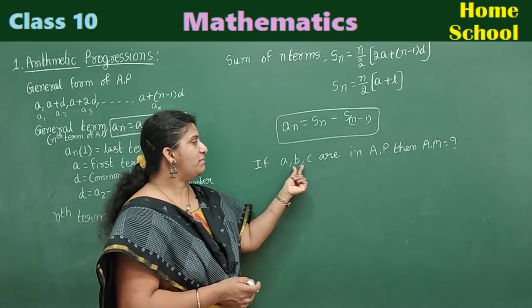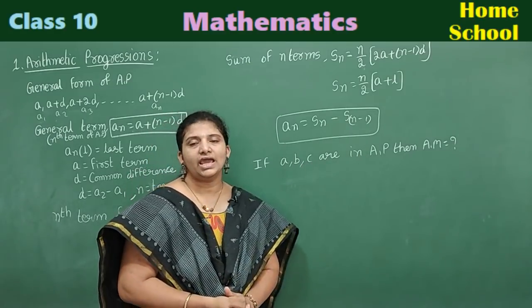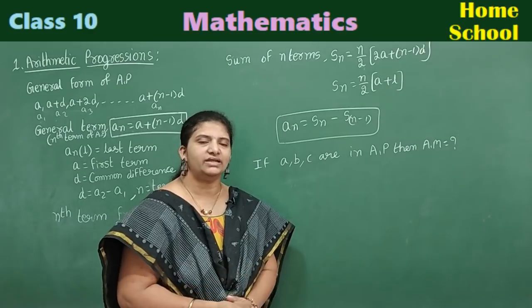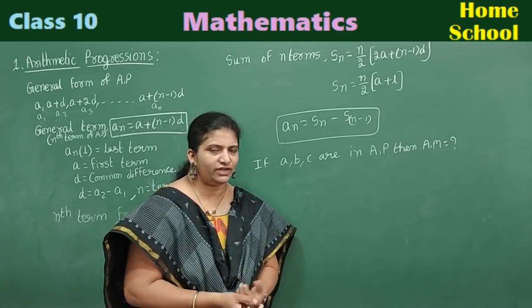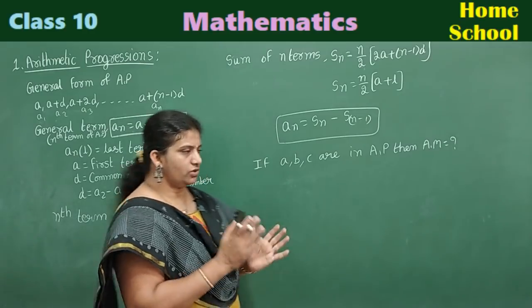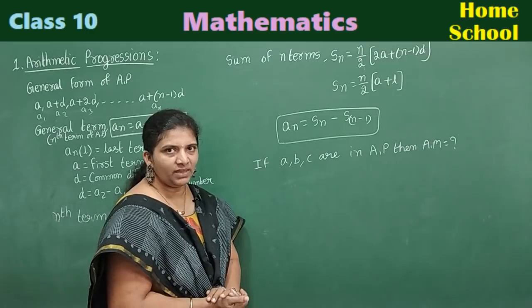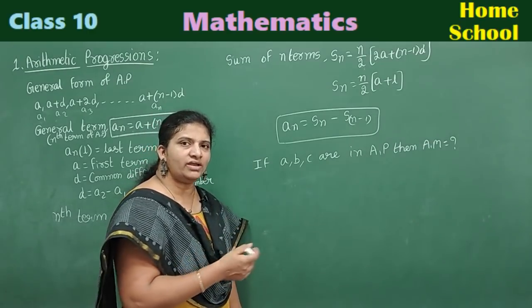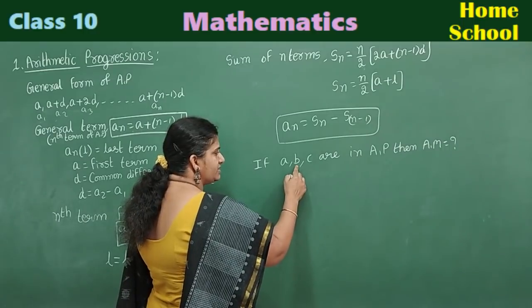If a, b, c are in arithmetic progression, then what is the arithmetic mean? How can we find the arithmetic mean? We don't know the formula, right? So just understand here, these three are in AP. Are in AP means their common difference will be constant. So let us find the common difference first.